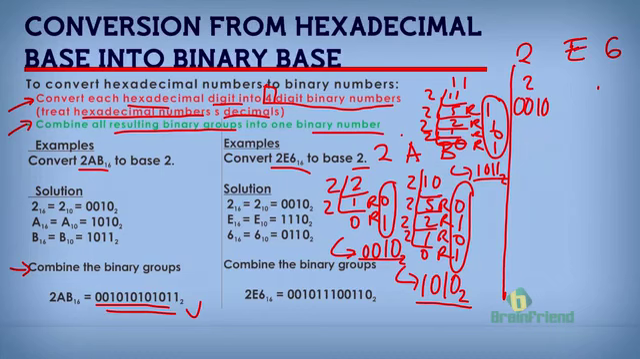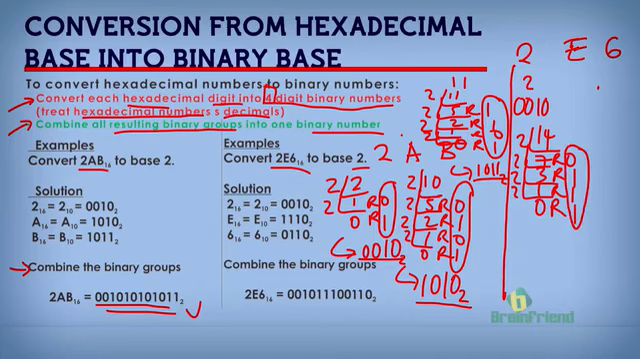14. Good. So we divide 14 repeatedly. We have 7, remainder 0, 2, 3, remainder 1. 2 in 3 gives us 1, remainder 1. 2 in 1, of course, gives us 0, remainder 1. So we have 1, 1, 0 as our binary number.